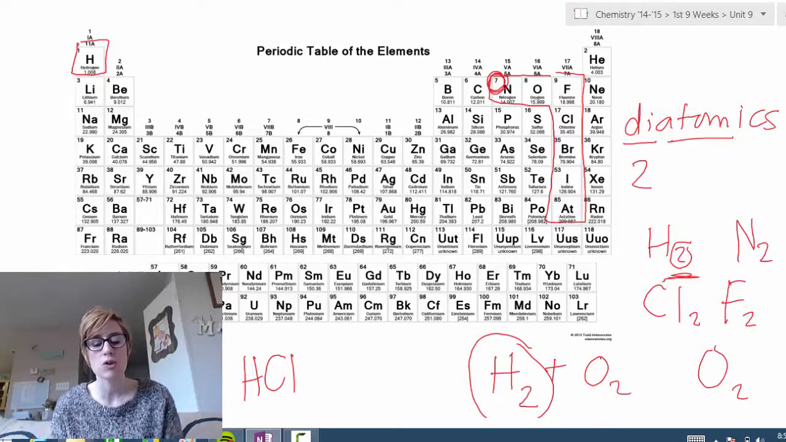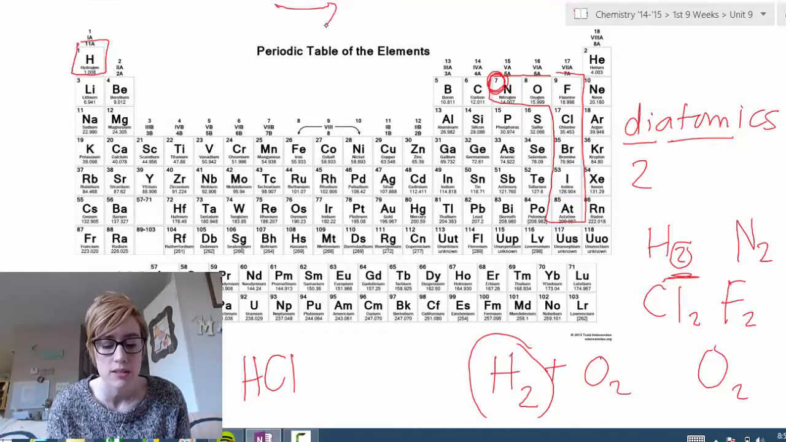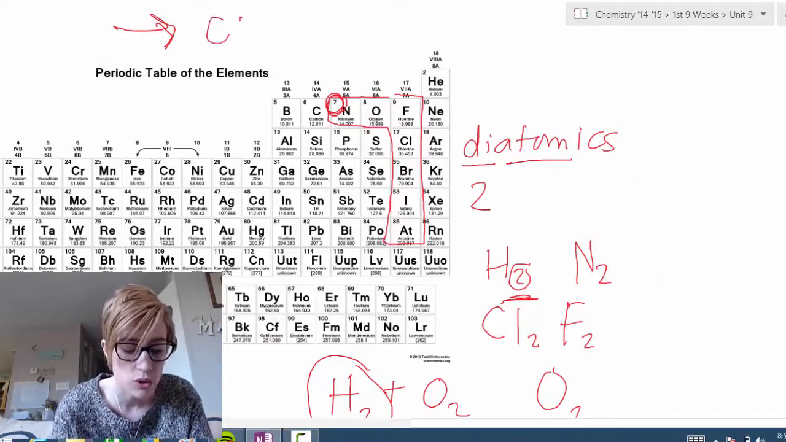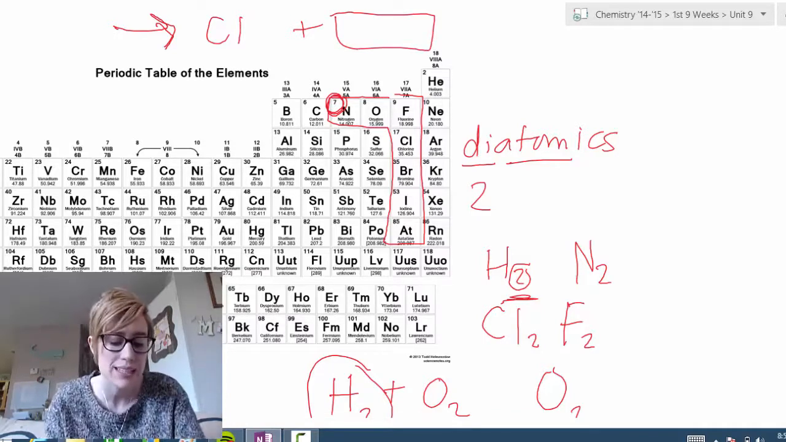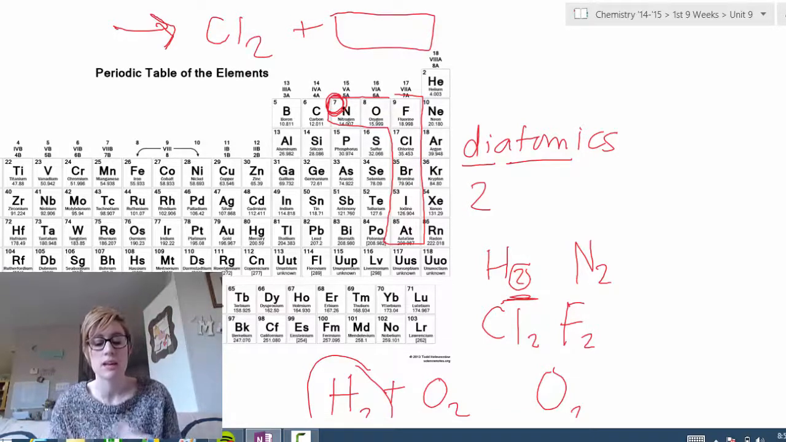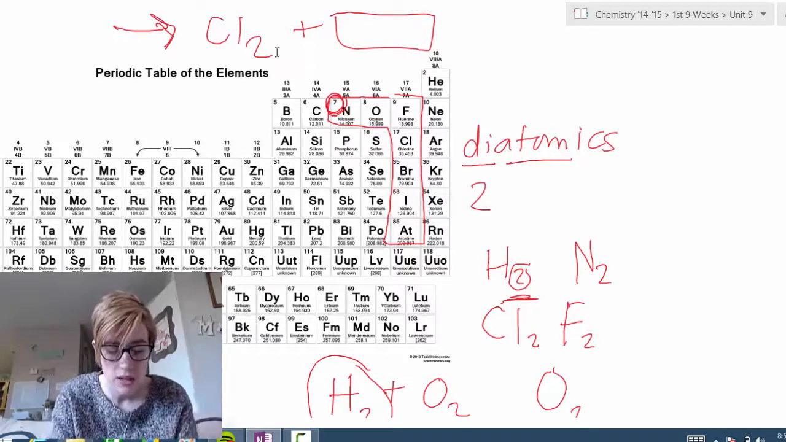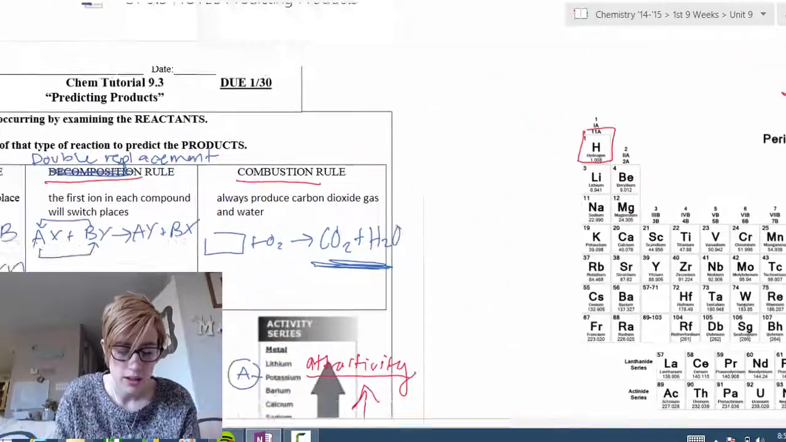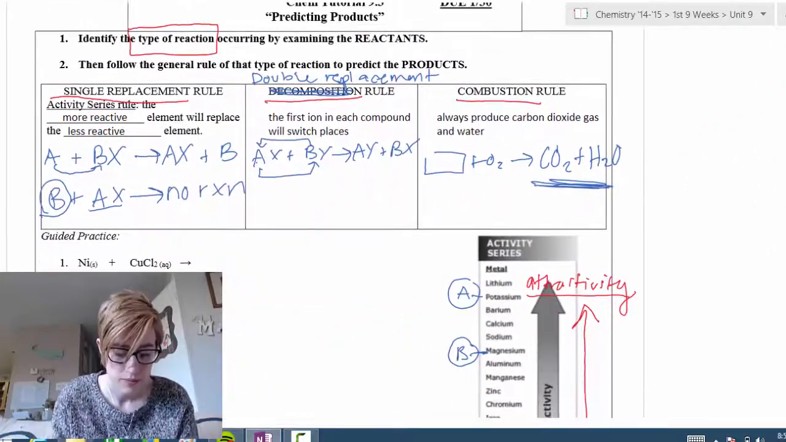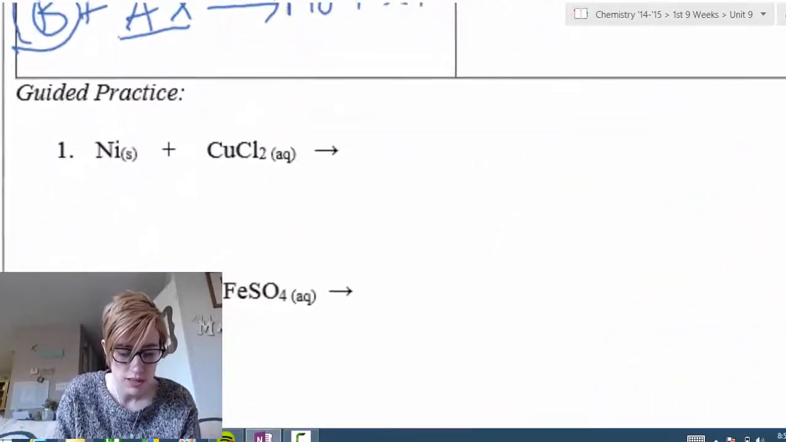So anytime you're writing a reaction and you're writing the products, okay, if one of your products is chlorine with another compound, you can't just write Cl like that. You have to write Cl2, okay, because it's a diatomic, which means if it's by itself, it has to be with another chlorine, okay. So let's do this first one together.